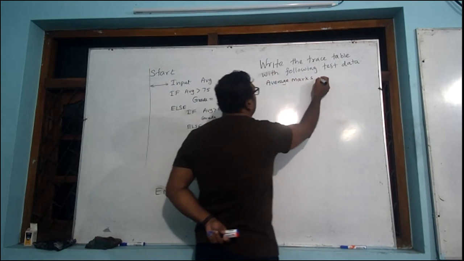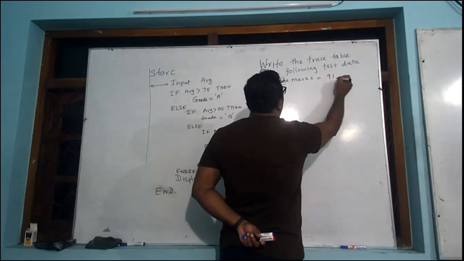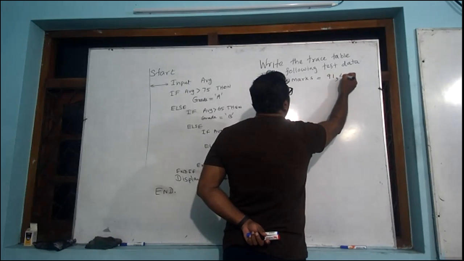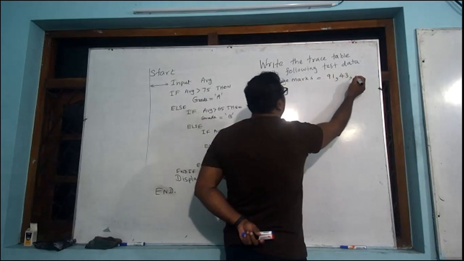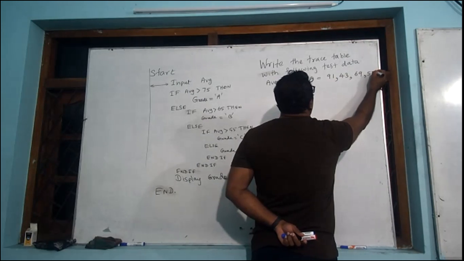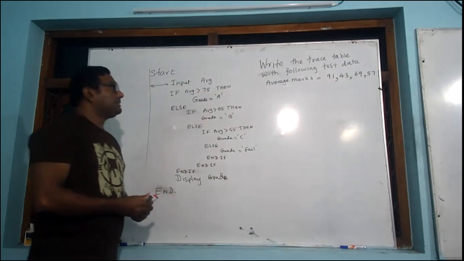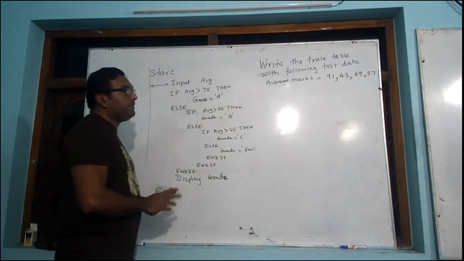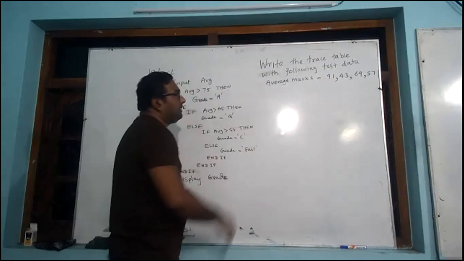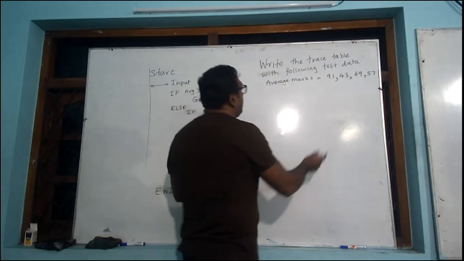Average marks: 91, 43, 69, 57. So they have given some test data. They are asking to write the trace table.